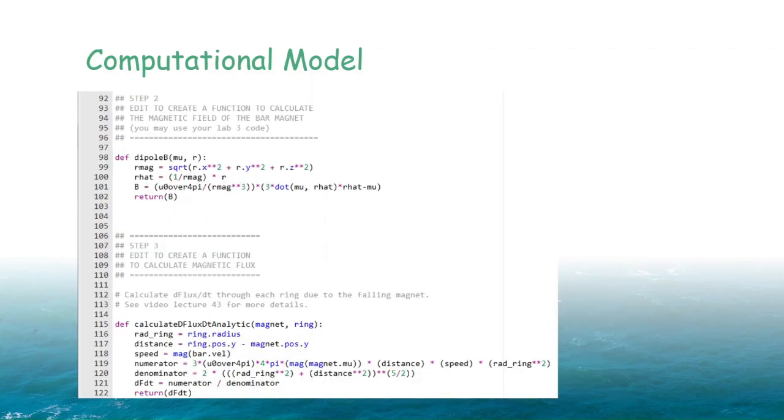Next, we establish a function that calculates the magnetic field exerted from the magnet using the Biot-Savart law. And we also establish the function for calculating the rate of change of magnetic flux going through each ring caused by the falling magnet.